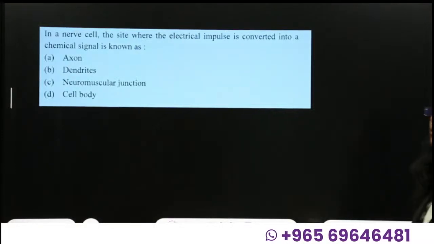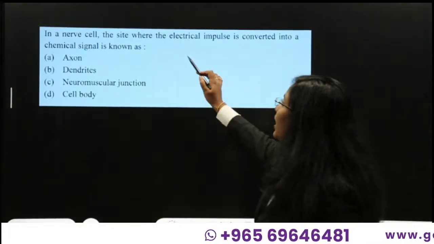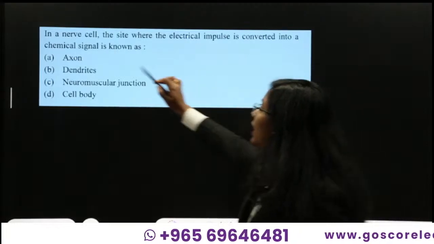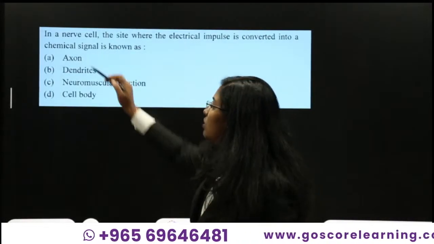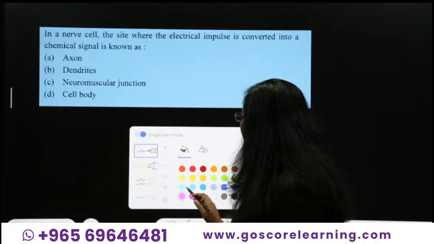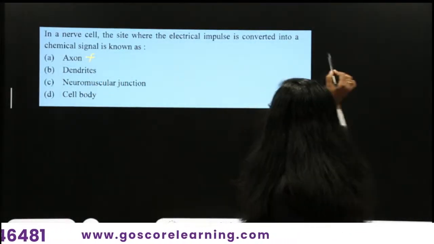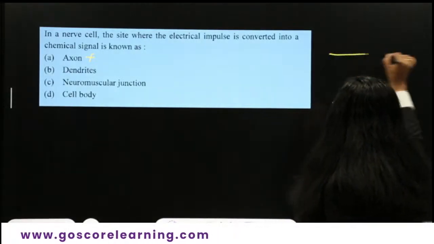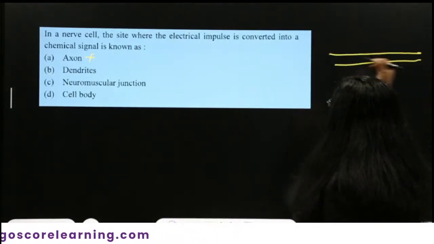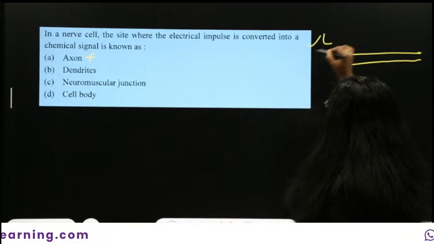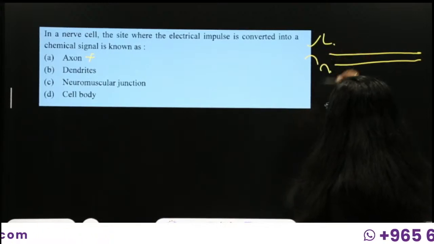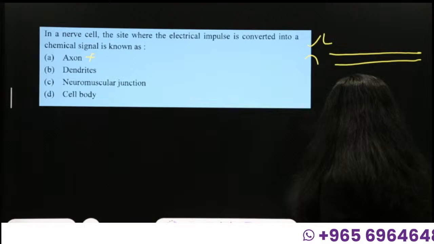You know the structure of nerve cells too. So what is the site where the electrical impulse is converted into a chemical signal? It is not the axon region. The axon is the long, tubular structure of the neuron. So we could say it is not the axon.